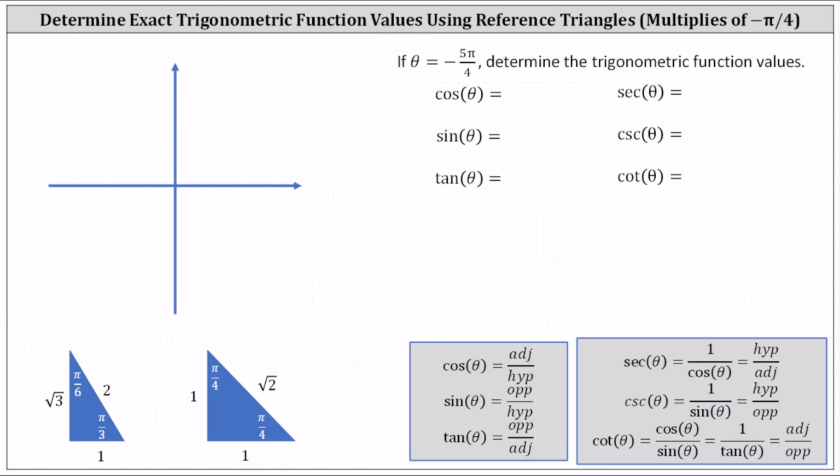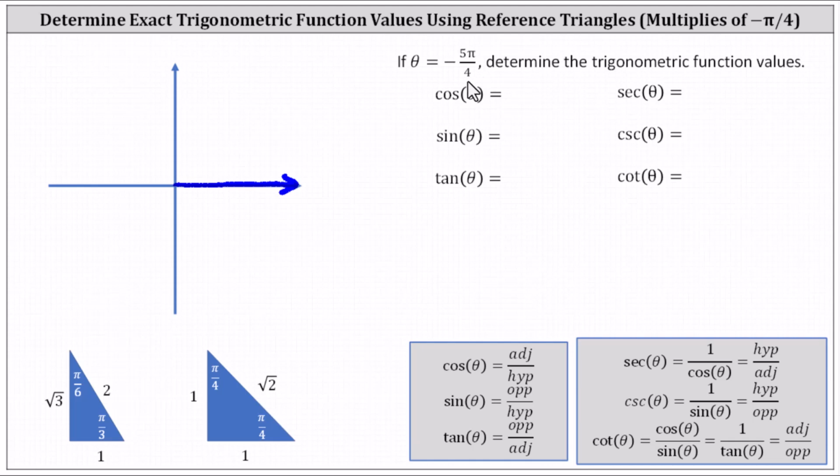In this lesson, we will use a reference triangle on the coordinate plane to determine the 6 trigonometric function values for theta equals -5 pi divided by 4 radians. The first step is to sketch the angle in standard position. The initial side is along the positive x-axis. From here, because the angle is negative, we rotate clockwise 5 pi divided by 4 radians, or 5/4 pi radians.